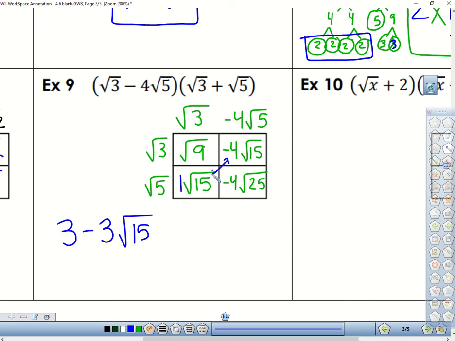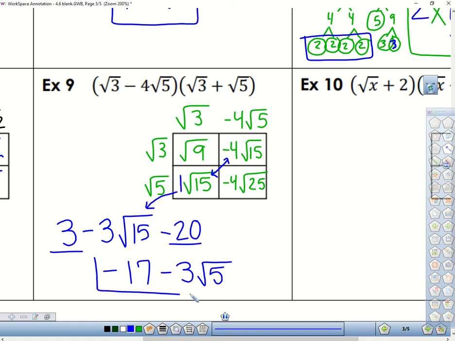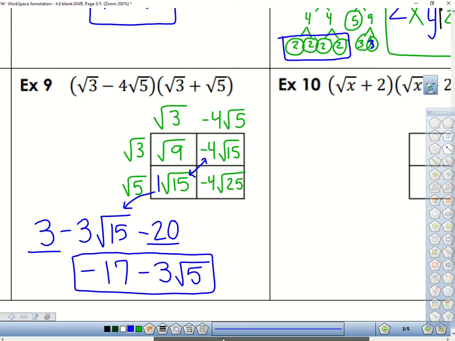I just combined these two like terms, and that comes out to be this. And then lastly, we have negative 4 times radical 25. What is the square root of 25? 5. 5 times negative 4 is negative 20. And then at this stage, you have two like terms to combine. 3 minus 20 is negative 17. Just like that. And that is our final answer. Any questions on that? Alright, the next one we're going to do is example 10.